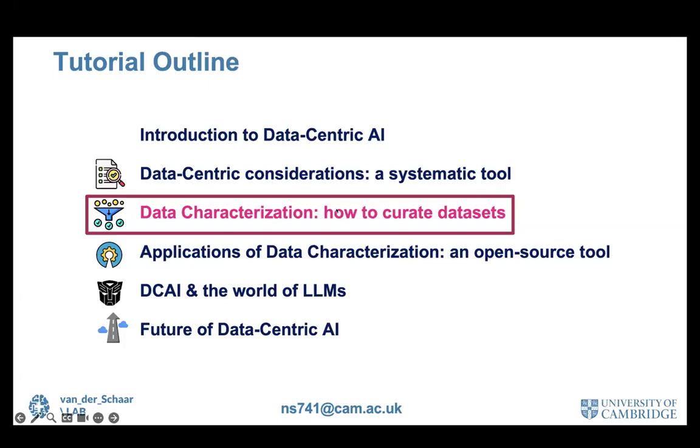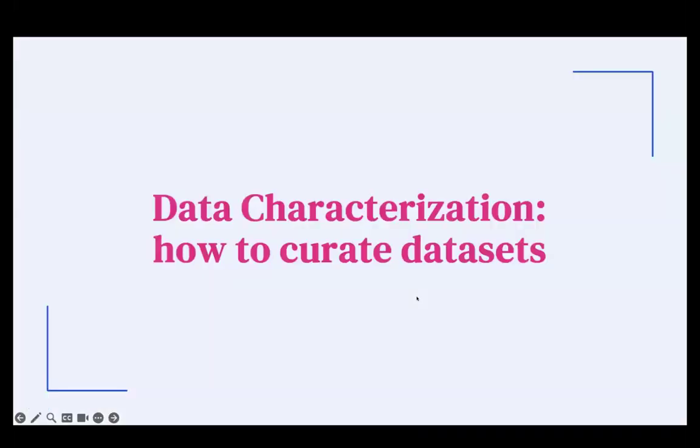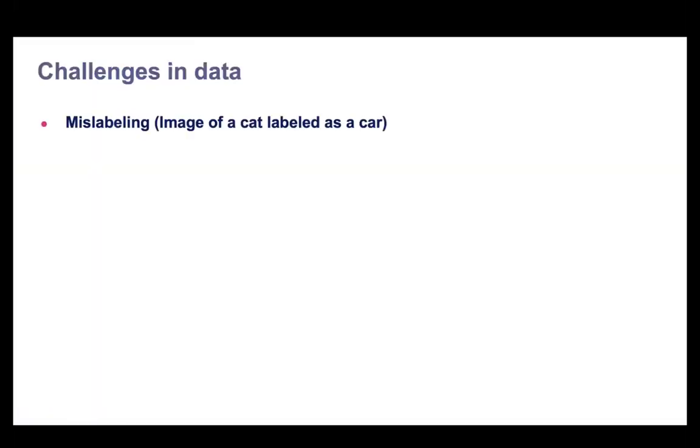Okay, cool. So then I guess I'll jump on to data characterization. Data characterization is looking at systematic methods of how we curate data sets. We know there are many challenges that you might face even in a supervised learning data set. So we might have examples of mislabeling, images of a cat which are erroneously labeled as a car or a dog, maybe on something like Mechanical Turk.